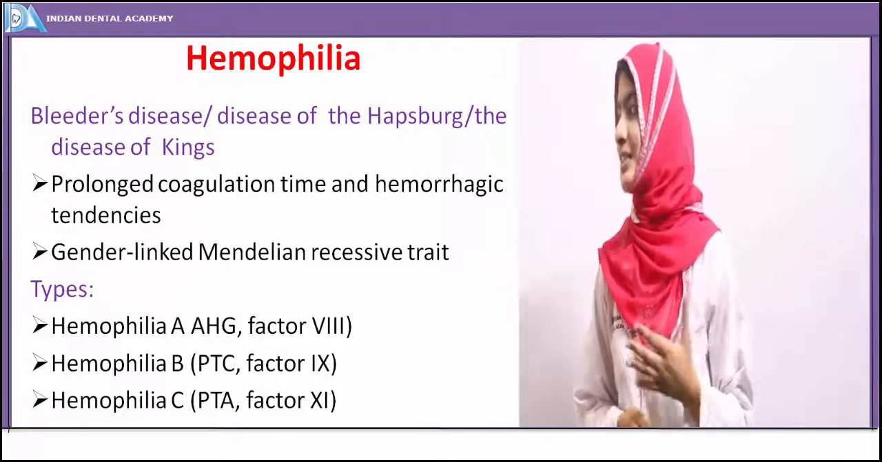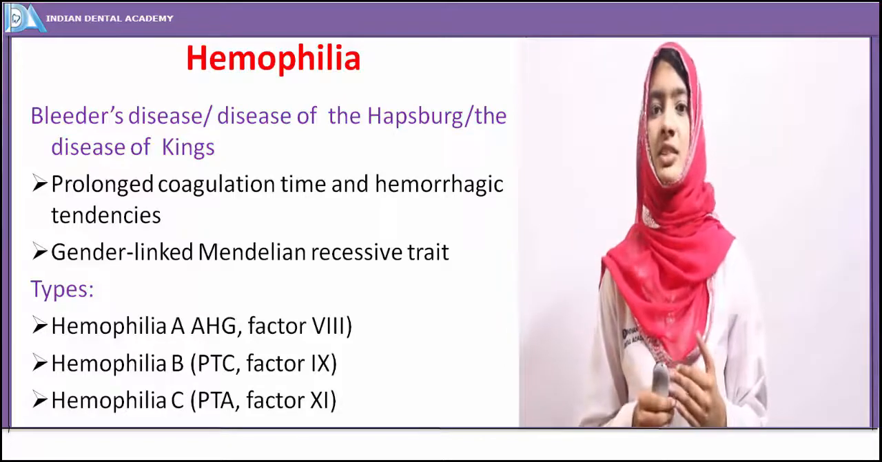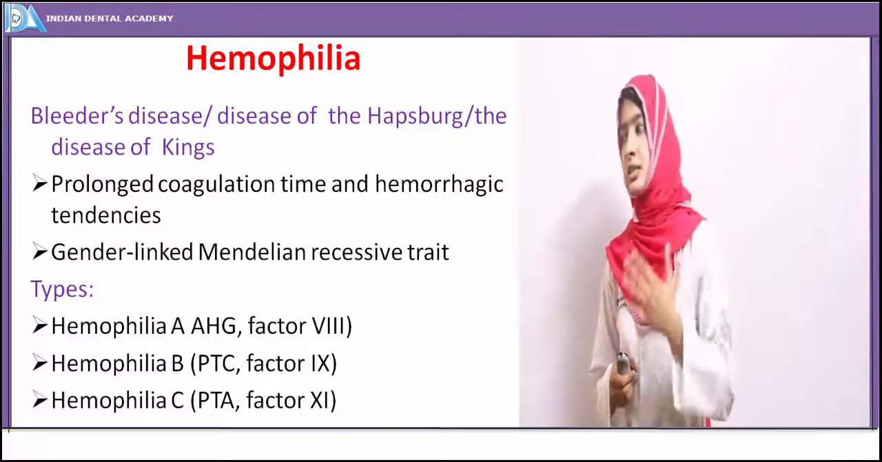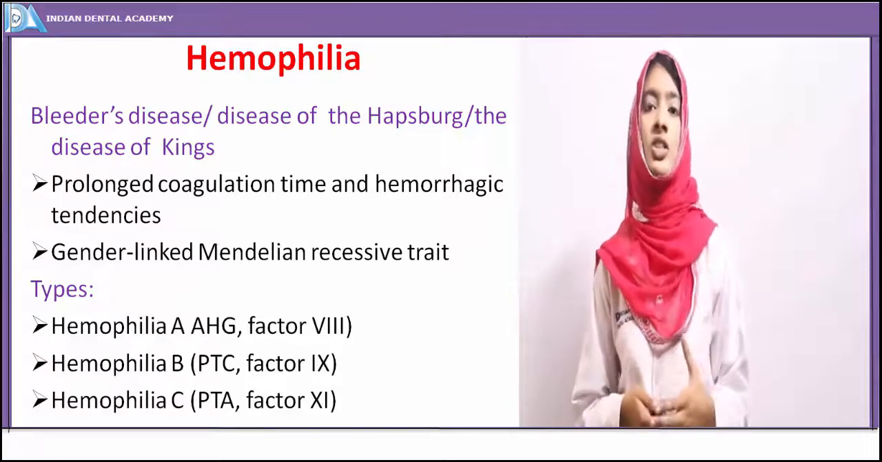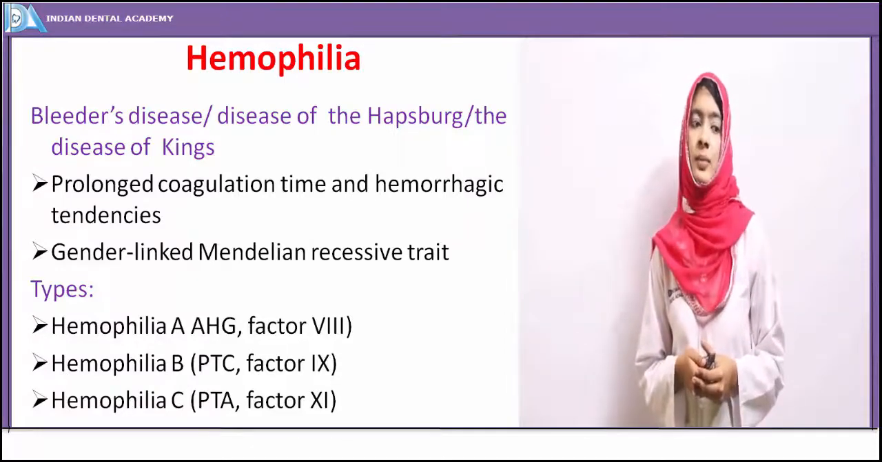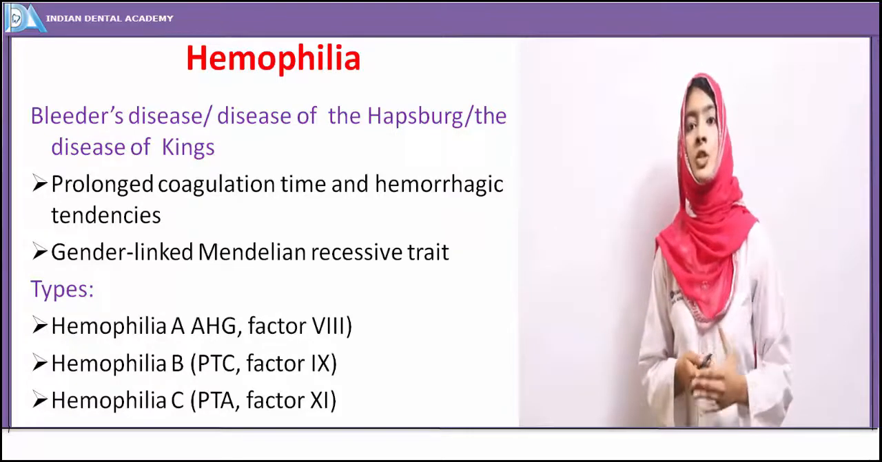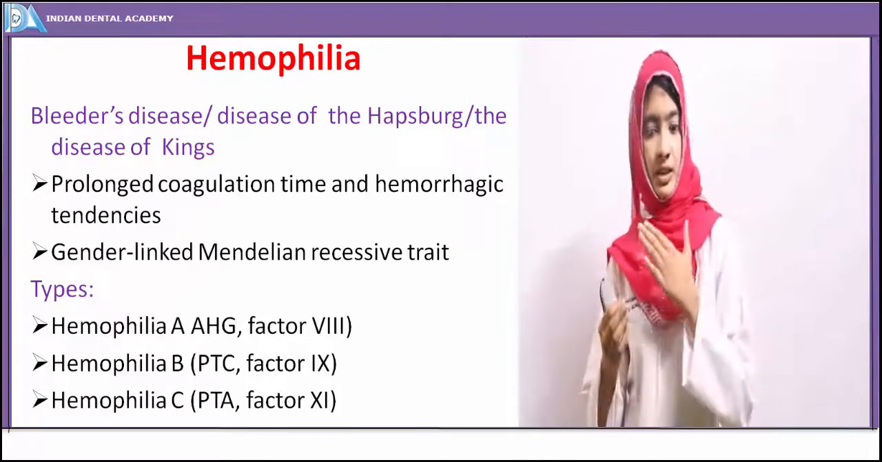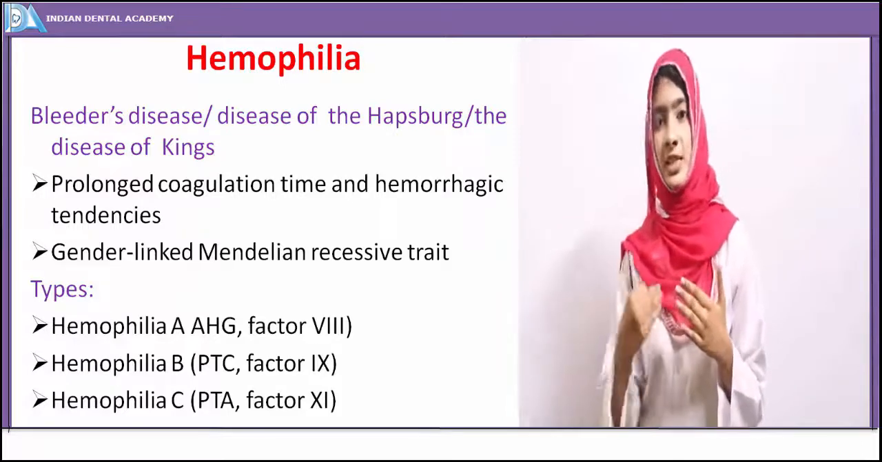It is transmitted as a Mendelian recessive trait, that is, an X-linked recessive trait. This hereditary disorder has a defect in the coagulation factors, so that leads to hemophilia. So what are the coagulation factors? Hemophilia is actually of three types: hemophilia A, hemophilia B, hemophilia C.